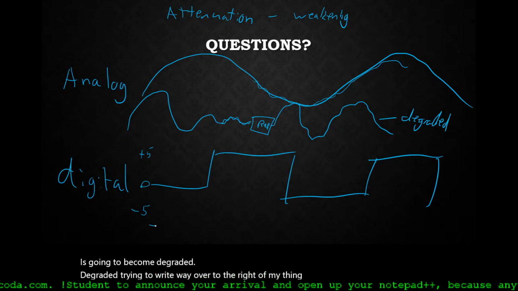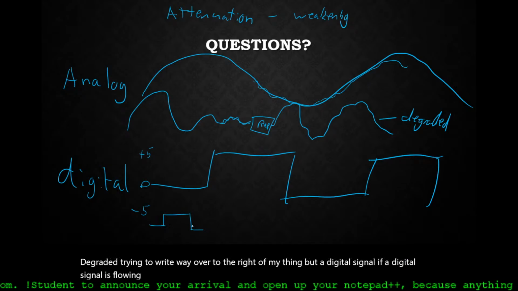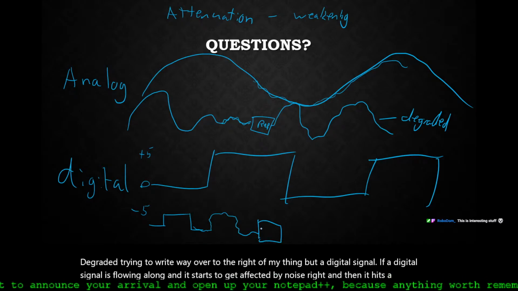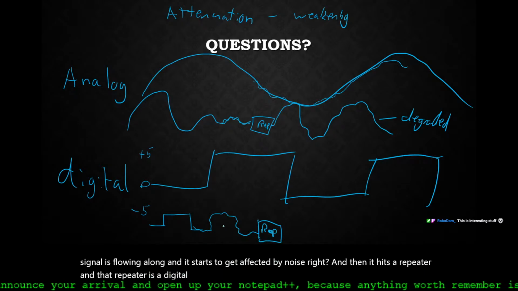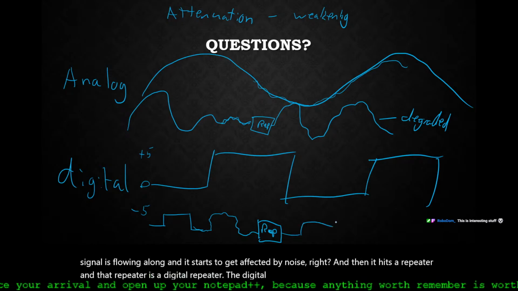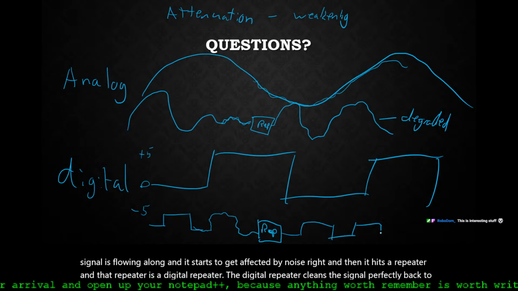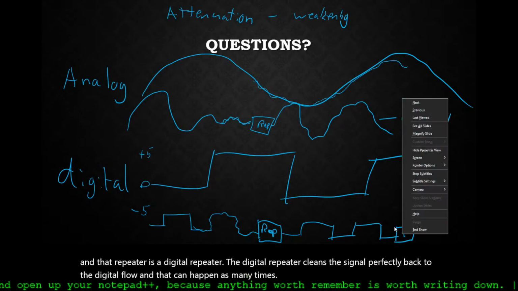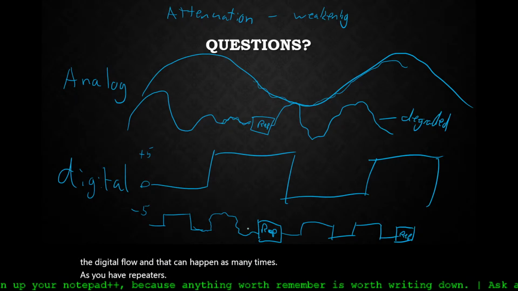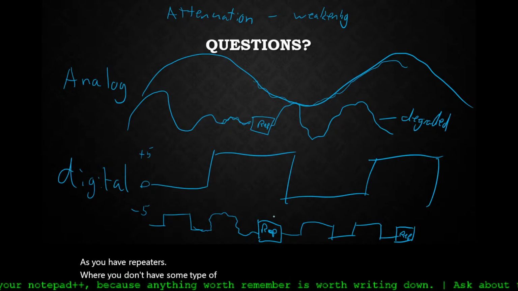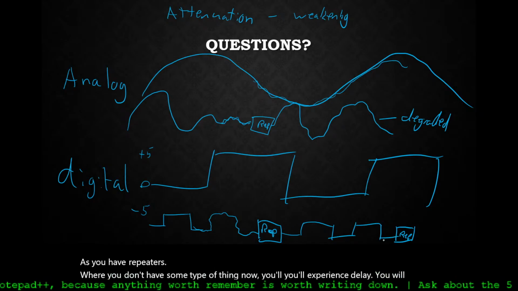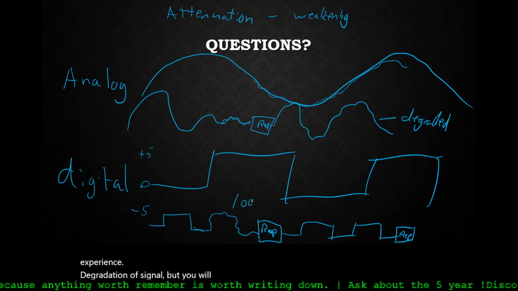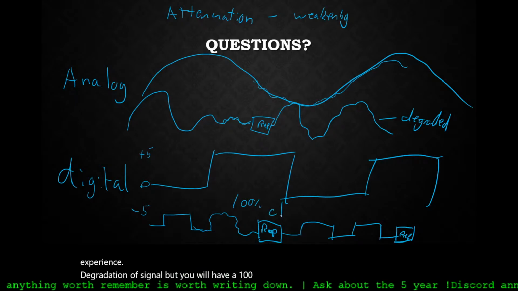But if a digital signal's flowing along and it starts to get affected by noise, and then it hits a repeater, and that repeater is a digital repeater, the digital repeater cleans the signal perfectly back to the digital flow, and that can happen as many times as you have repeaters. Now, you'll experience delay. You will still experience degradation of signal, but you will have a 100% clean signal at the far side.